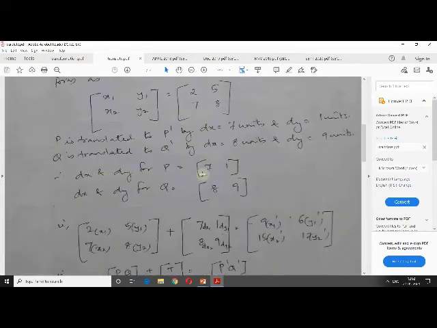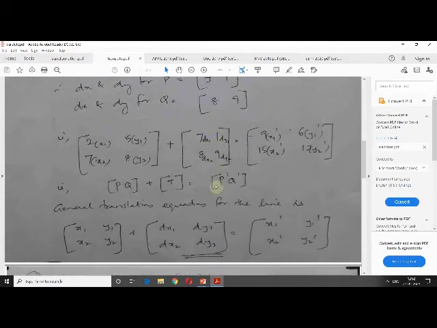So dx and dy for P, 7, 1 we found, dx and dy for Q, it's 8 and 9. So we can write it in general as PQ plus the translation matrix is equal to P dash Q dash, or we can even write x1, y1, x2, y2 plus dx dy for P, dx dy for Q is equal to the new line, new points x1 dash, y1 dash and x2 dash, y2 dash. Very general translation equation. You can even give the values and write it as the equation.